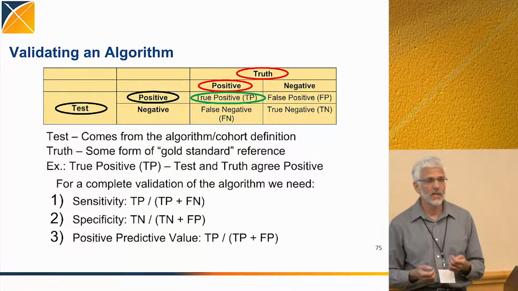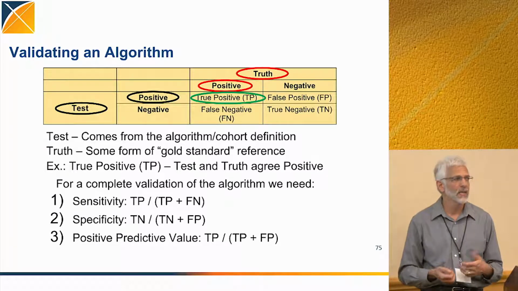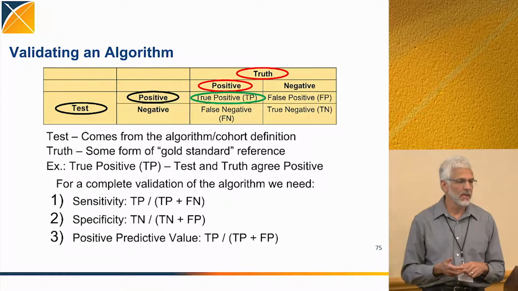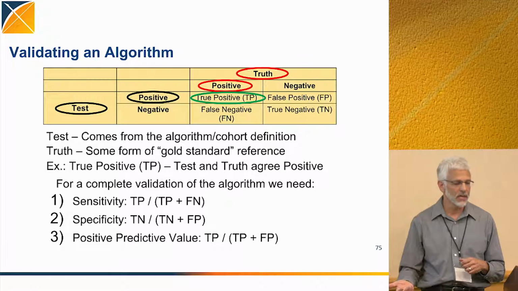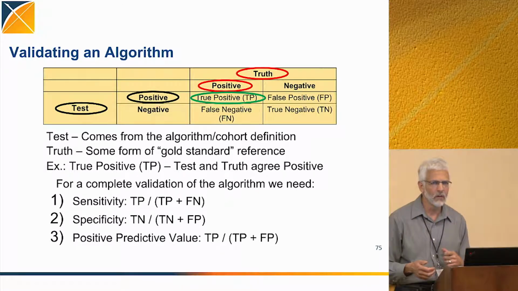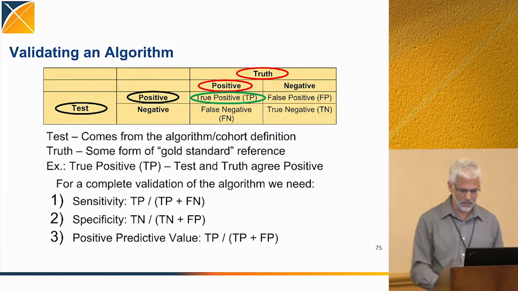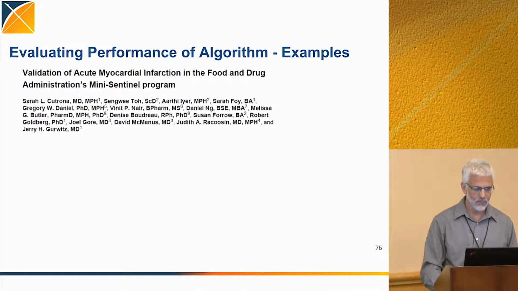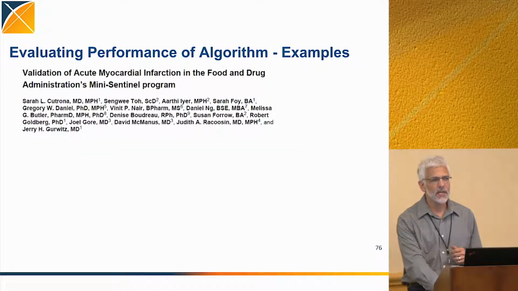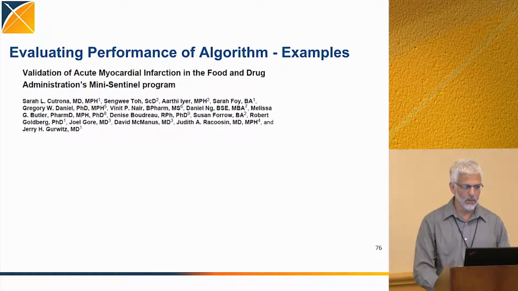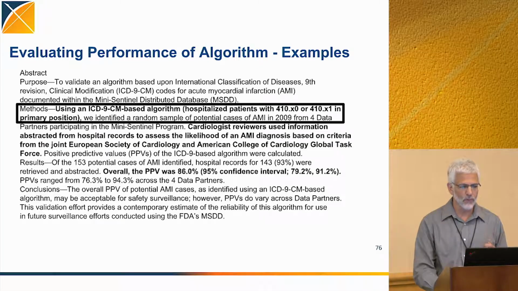Sensitivity and specificity are the basic characteristics of the test, but a lot of people also want to see the calculated positive predictive value: of the people who you said were positive, what proportion of them were actually positive? So, some of the studies that they looked at in the Rubbo paper, one of them was from Cutrona, and this was from the Mini-Sentinel program.